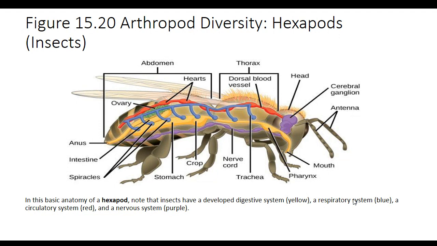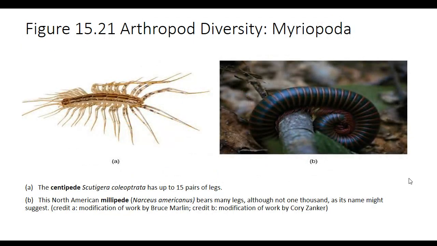Again, like all arthropods, they have jointed legs. Most insects have antennae. Spiders don't have antennae like that. Insects are a huge group. There's millions of species. Probably the most successful group of animals on Earth is insects.